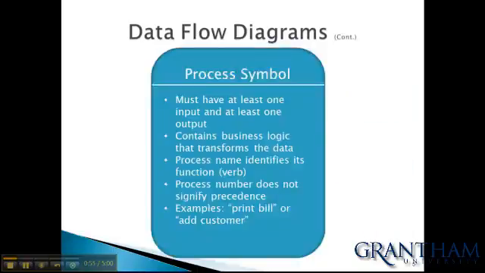For the process, you must have at least one input and at least one output. It contains business logic that transforms the data. You have a process name that identifies its function. A process number does not signify precedence. Example, you can have a process name that says print bill or add customer.